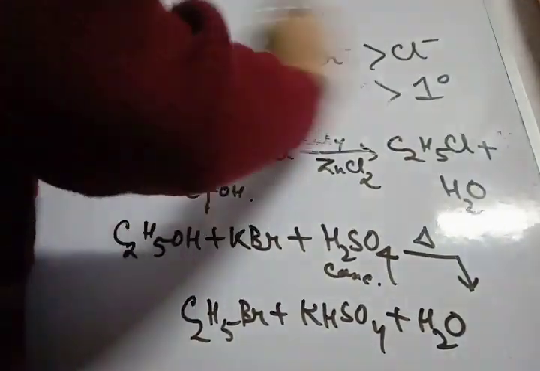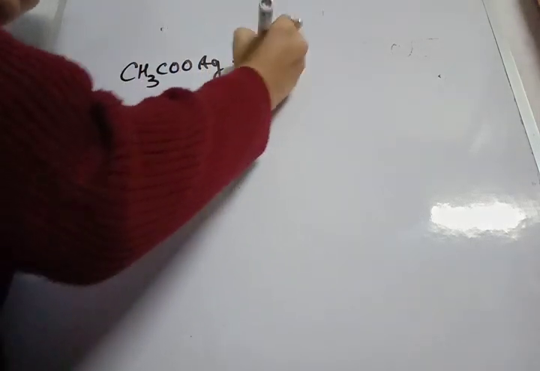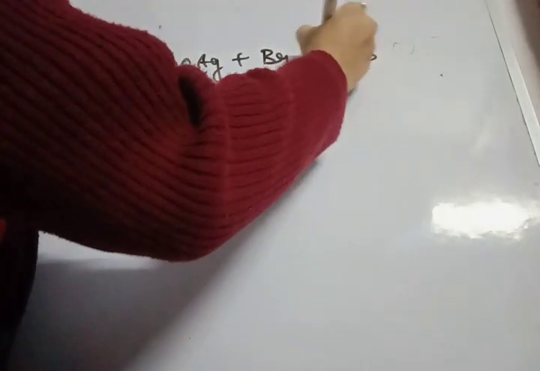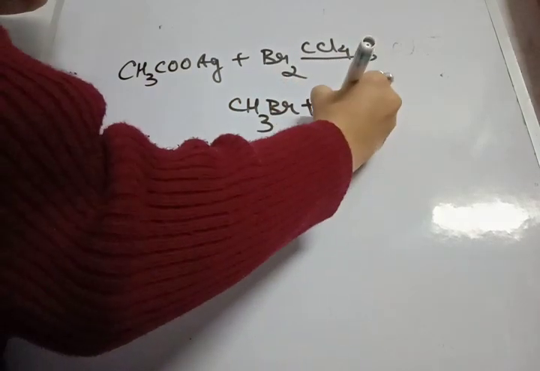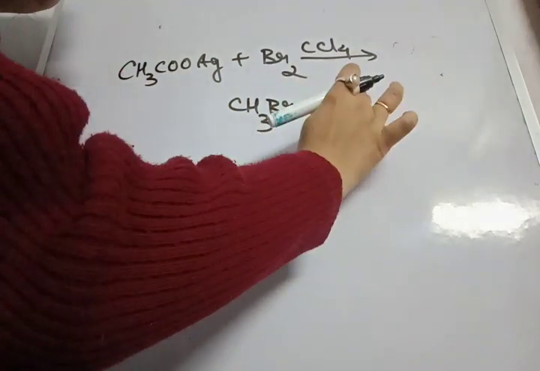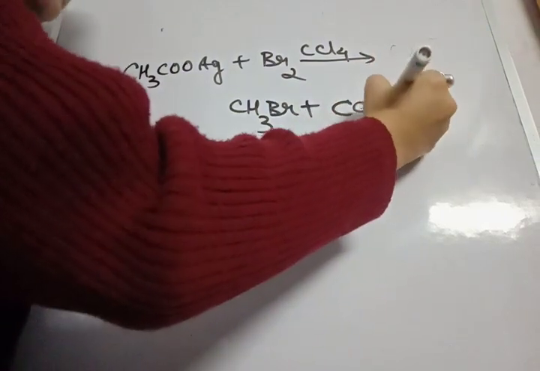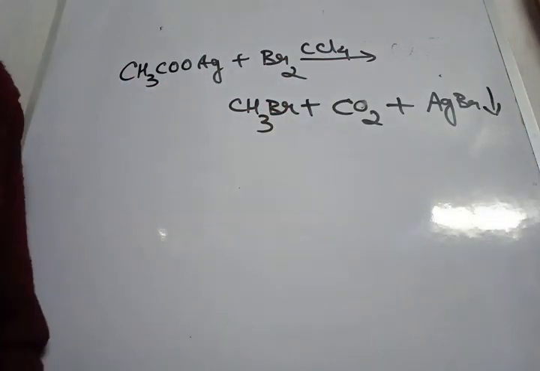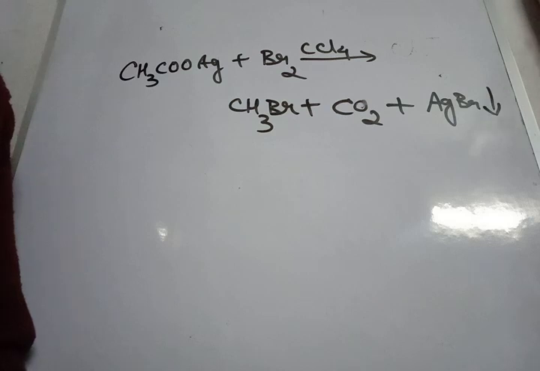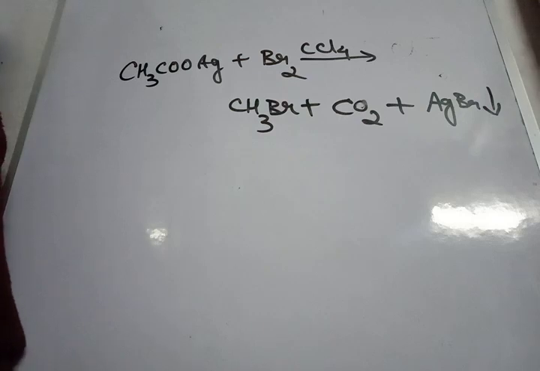Now next we have the Hunsdiecker reaction. In the Hunsdiecker reaction, silver acetate salt is taken and allowed to react with bromine in CCl4 solvent. Okay, the product that we get is CH3Br. Then carbon dioxide gas is evolved, plus AgBr gets precipitated. Okay, so these are the things, and this particular reaction proceeds via free radical mechanism. The mechanism is not required, just know this proceeds via free radical mechanism.